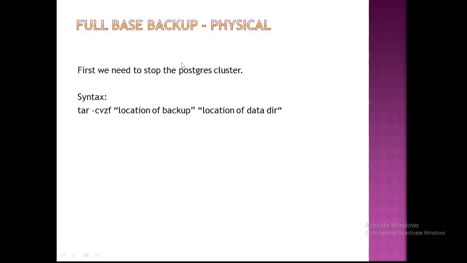This is a file level, file system backup, and for this, first you need to stop the Postgres cluster, and then you can take the backup of the whole data directory of PostgreSQL using this command: tar, these are the parameters, cvzf, and then the location of where you want to take the backup and the location of your data directory. Okay, so let's go and see how we take the backup of this.